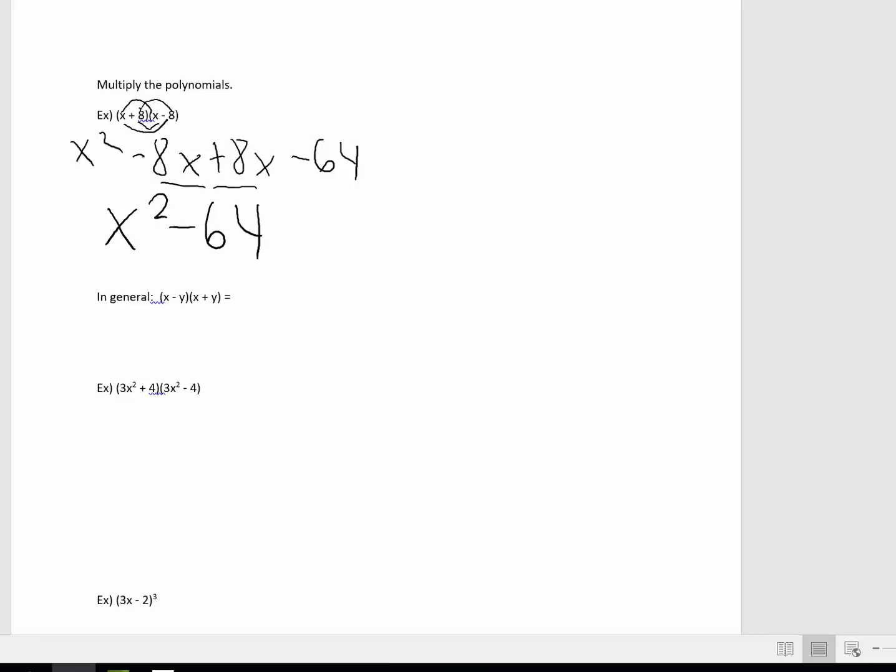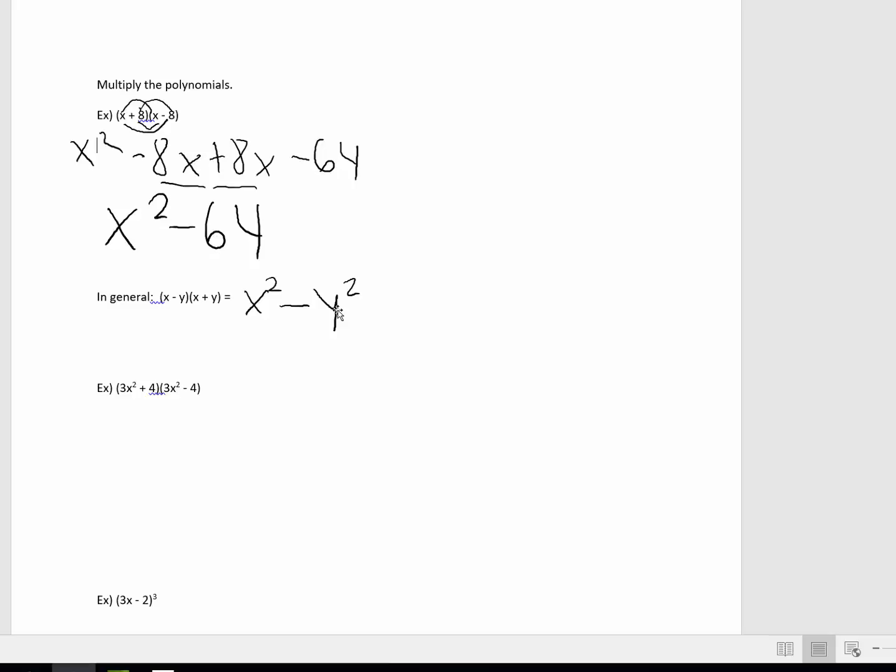So notice, we took x times x, that got me to x squared, and 8 times 8 is 64 with it being negative. This is what is called taking the product of a sum and a difference. So in general, when I have x minus y times x plus y, I have x squared, because that's what x times x is, minus y times y, which is y squared. Now, this form, x squared minus y squared, will come in very, very handy later on when we're trying to factor this back into x minus y and x plus y.